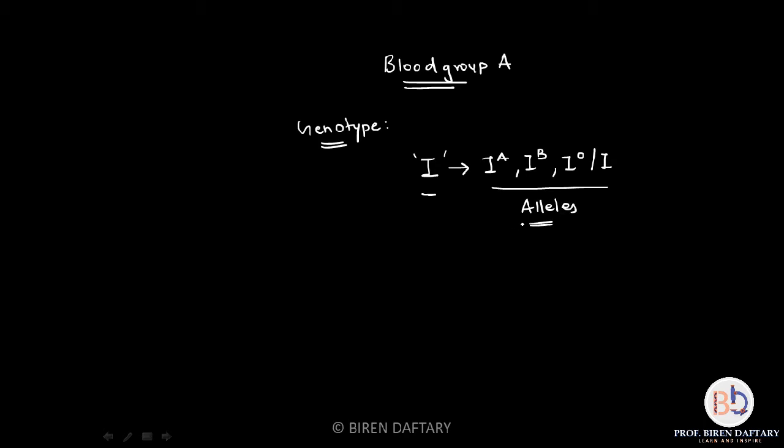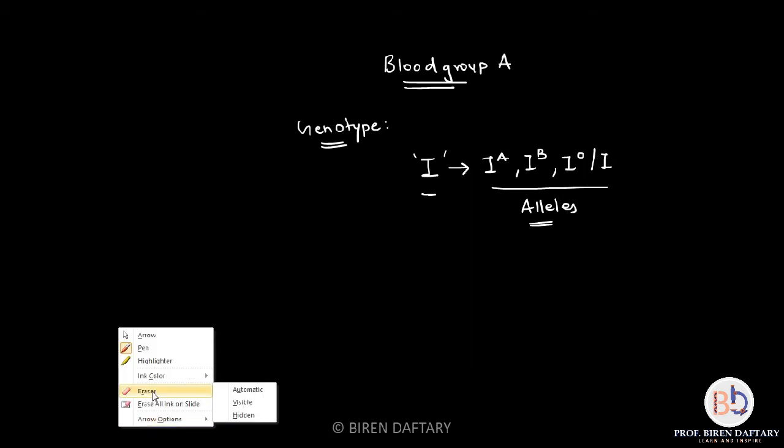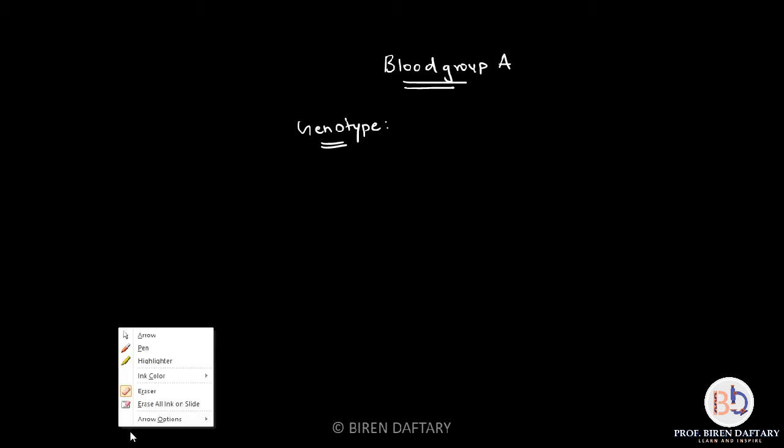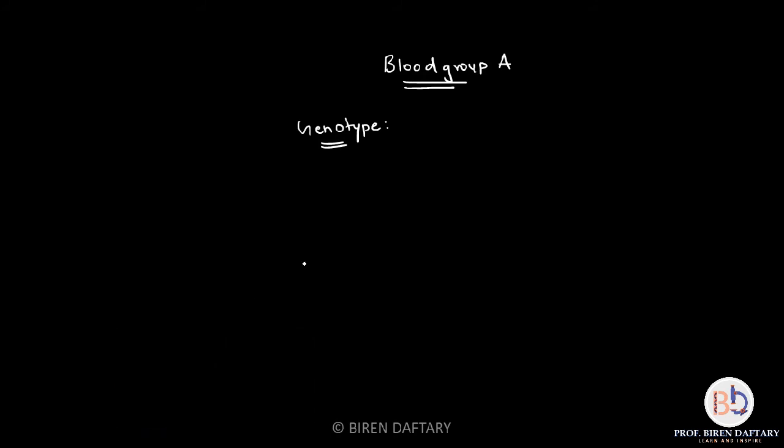I hope everyone knows the definition of alleles. Two or more variations or forms of a single gene are called alleles. So these are the three alleles that we are going to use while studying the blood groups. When we are writing down the genotype of blood group A, the only type of allele that we are going to use is the IA. So the genotype is IAIA, or the genotype of blood group A is also IAI or IAIO.